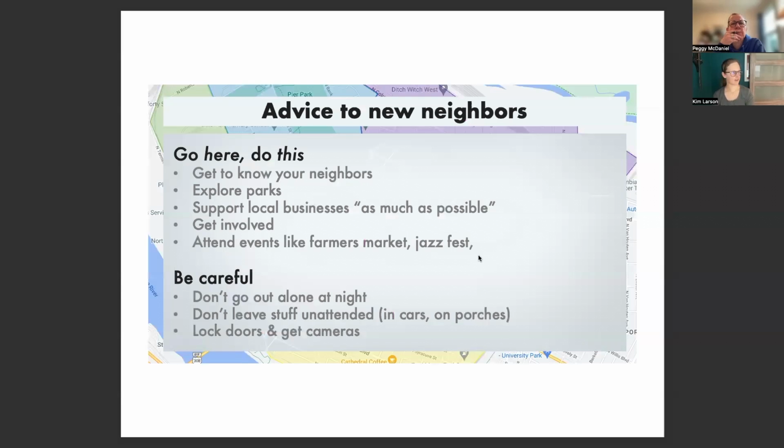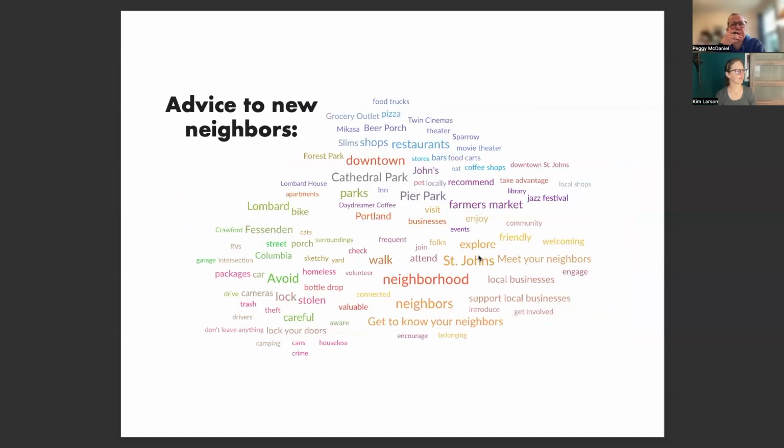So advice to new neighbors, go here, do this, and watch out for this, kind of clustered together. And so the top is our local businesses, people with Beer Porch and Grocery Outlet and the food carts, Sparrow. This was generated. I did this live in a webinar for work. I was explaining the survey and I downloaded it from Google Forms, Google Sheets, and uploaded it in front of a live audience, and we could go to this immediately. So this takes minutes, not hours, days. So we can monitor the feedback as it comes in, and kind of share it because it is cool.